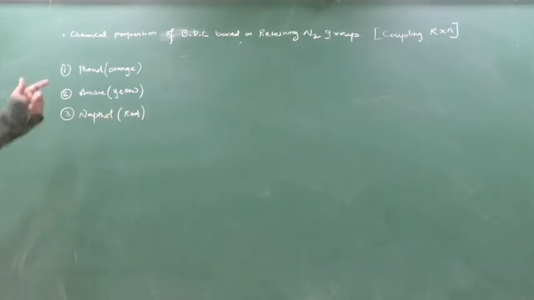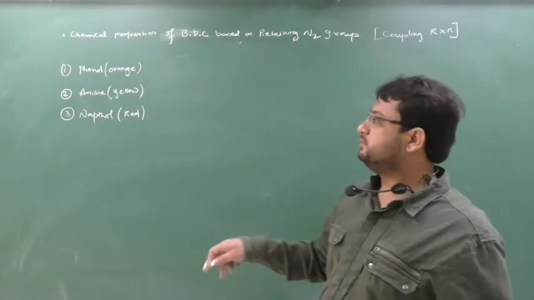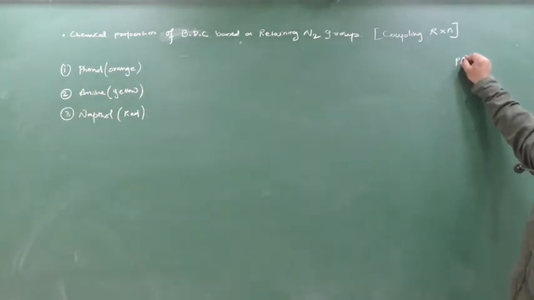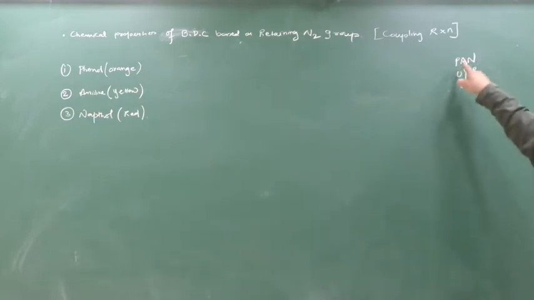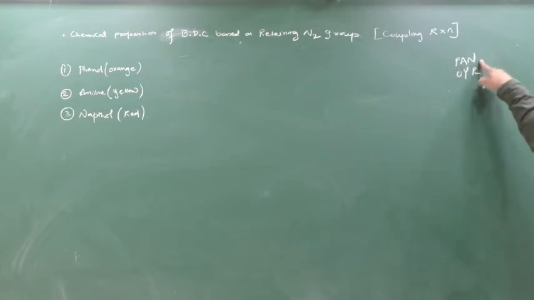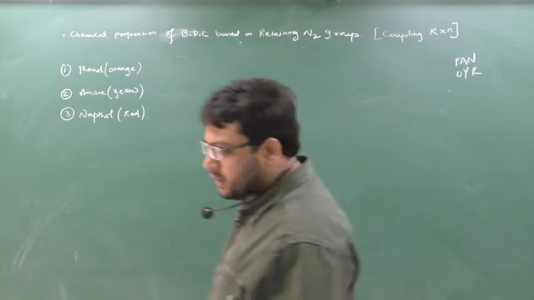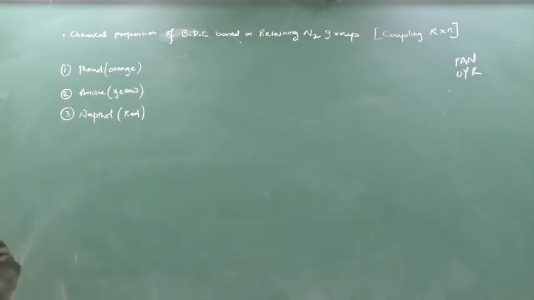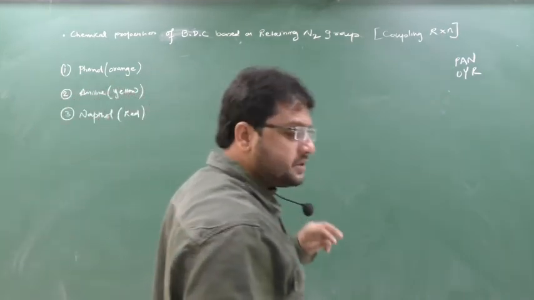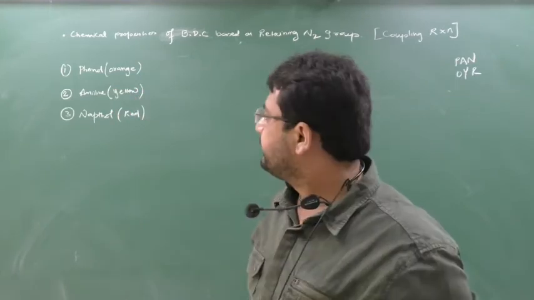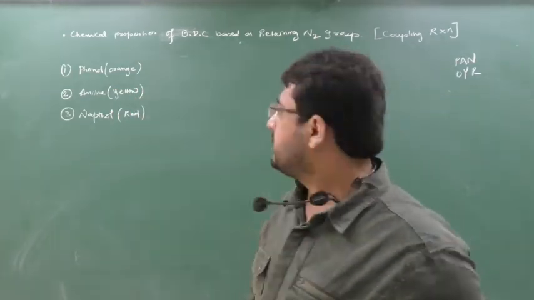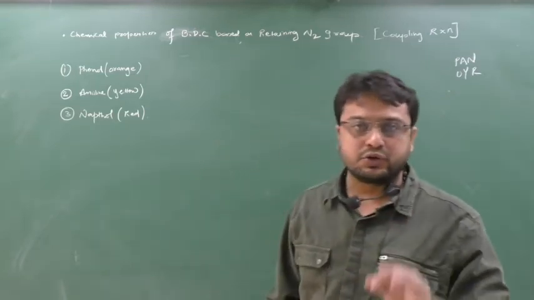So how to remember the shortcut? PAN OYR. PAN OYR shortcut. P means phenol, orange color. A means aniline, yellow color. N means naphthol, red color. That's it. Over. So whenever the naphthol reactant is there, guarantee red dye will be generated, aniline, yellow dye will be generated, phenol, orange dye will be generated. Clear this part? So phenol will give me dye, which color? Orange color. Aniline will give me the dye, which color? Yellow color. And naphthol will give me the dye, which color? Red color. I will show the formula also.